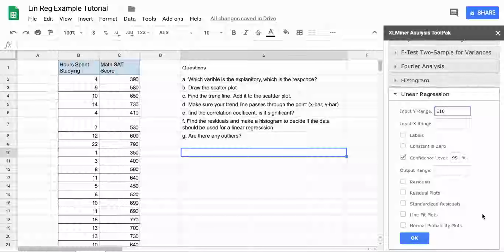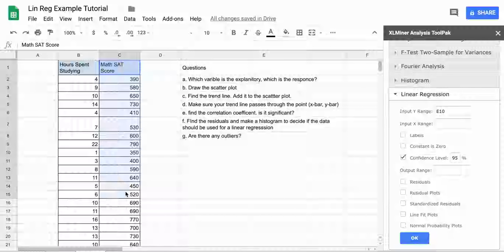Okay. So we're going to go over to the questions, and we still have to answer this first question to be able to run our XLMiner. Who is the explanatory variable and who's the response variable? We have hours spent studying and we've got math SAT scores. Since this is in reference to time, this has to be our explanatory variable. So notice that it wants the Y range first and the X range second. So it's actually looking for you to put in the SAT scores first.